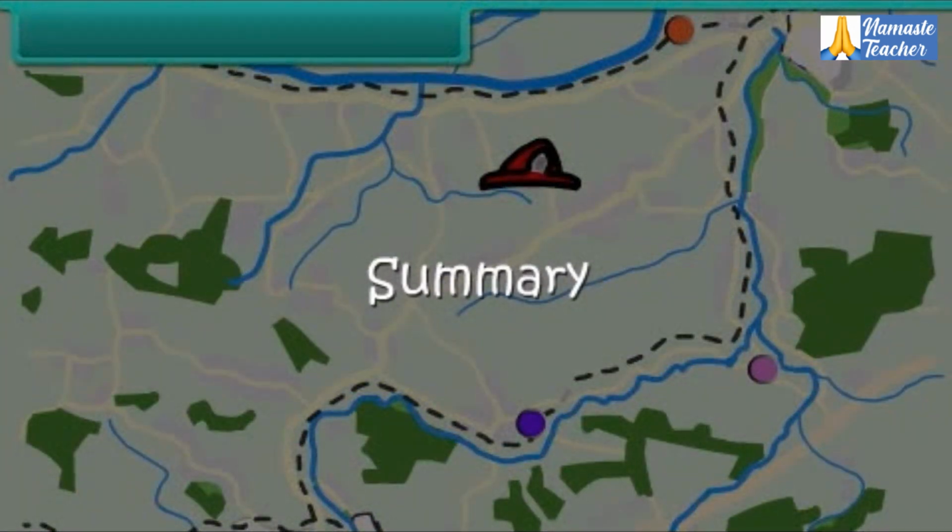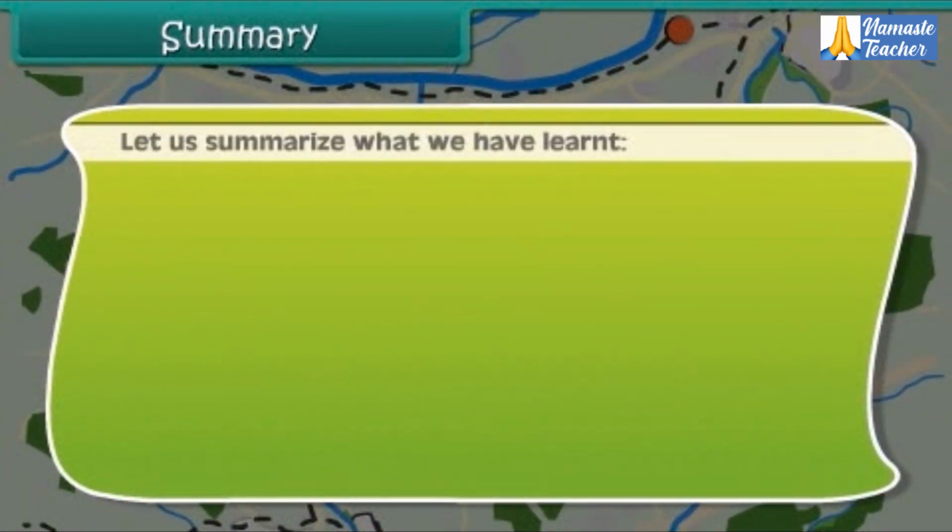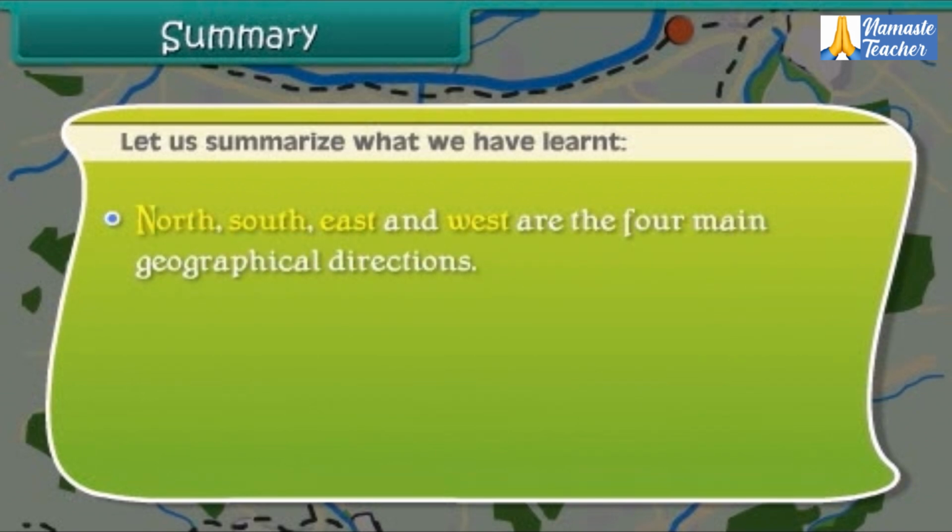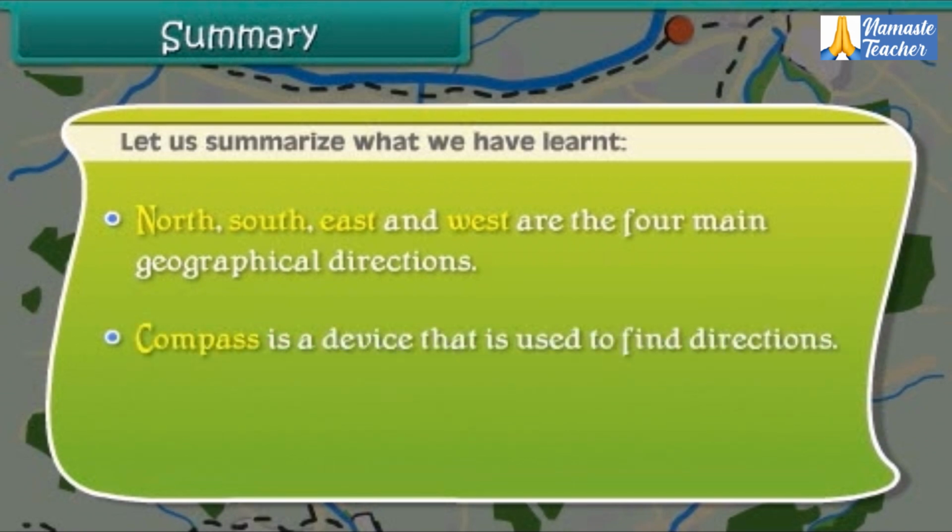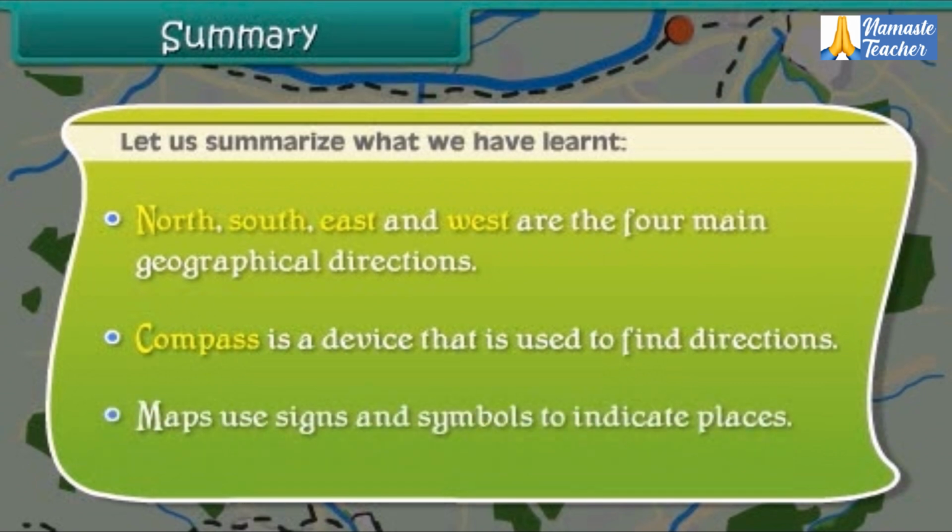Summary. Let us summarize what we have learned. North, south, east, and west are the four main geographical directions. Compass is a device that is used to find directions. Maps use signs and symbols to indicate places.